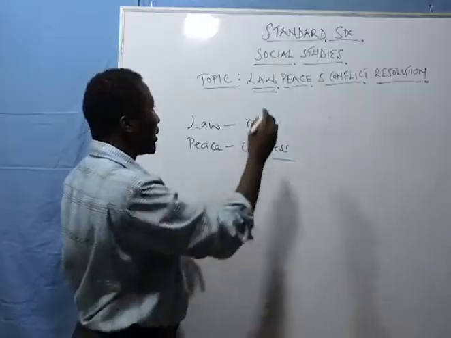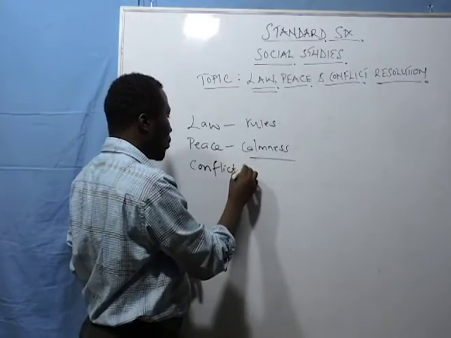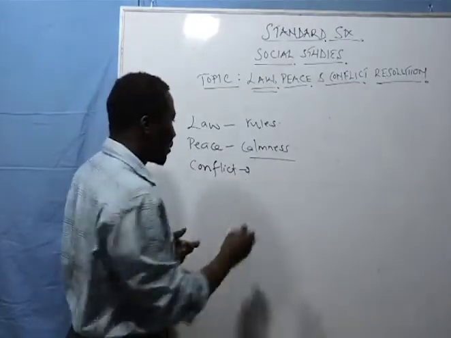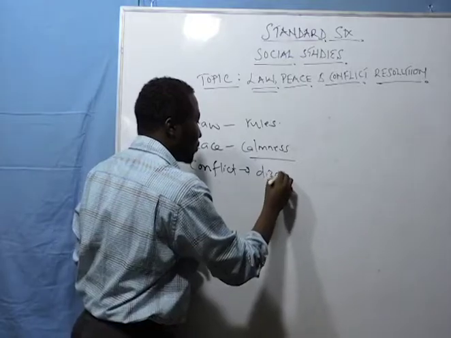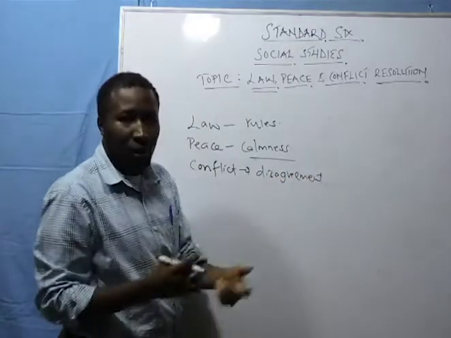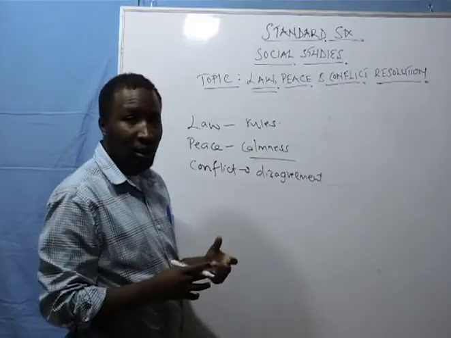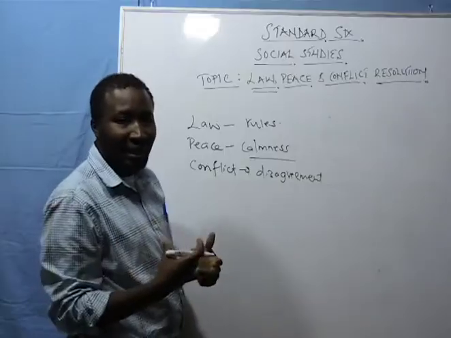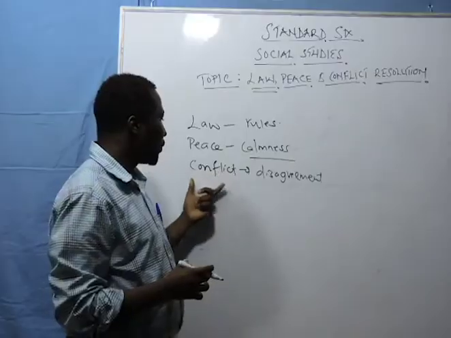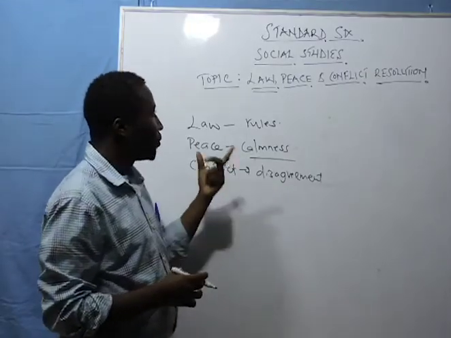The other term we could have is conflict. What do you mean by conflict? Conflict is disagreement. When two parties, two members or two individuals disagree, that's what we call a conflict. People are in conflict when they don't agree on whatever the issue is. So conflict is an issue of disagreement.